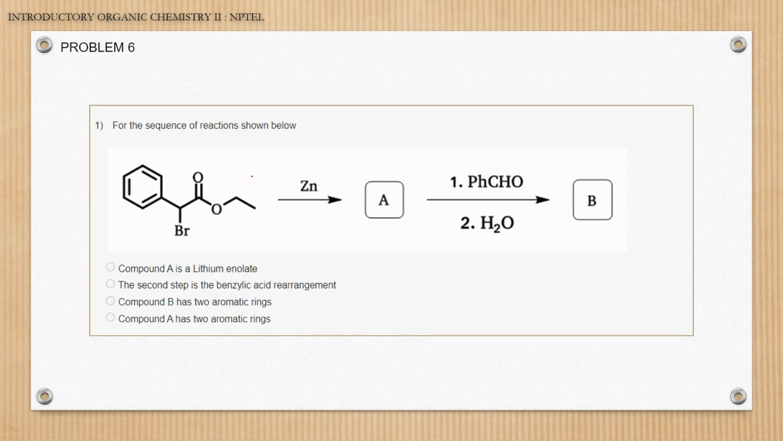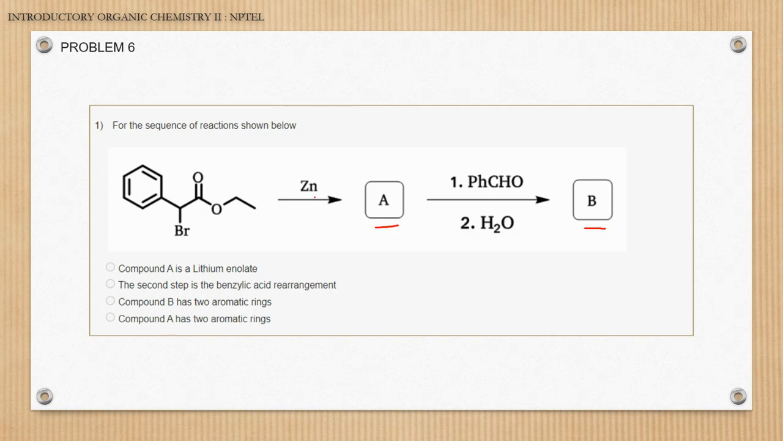So in problem number 6, they are asking about the sequence of reactions shown below. You have to answer whether compound A is a lithium enolate. So you have to find out which is the correct statement among these four for the reaction shown below. Before answering, you have to figure out what A and B are, because they have commented on A and B and the steps of the reaction. So you need to know what A and B are, and then you can answer this question.